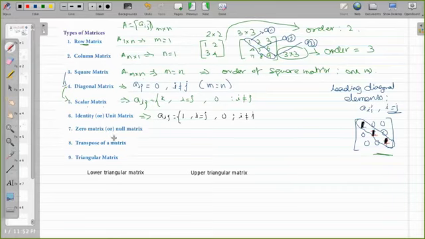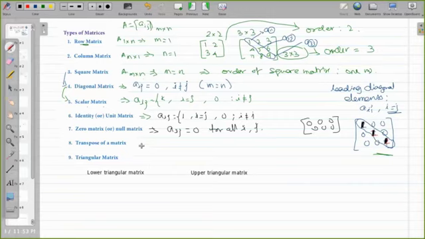Now, next, zero matrix or null matrix. Children, it is very simple. All the elements involved in the matrix are 0, that is nothing but a zero matrix. That means we can say aij is equal to 0 for all i and j. You can take any type of matrix. If all the elements are 0, we can say this is a zero matrix. For example, 0, 0, 0, 0, 0. This is also a zero matrix only, children. Null matrix.